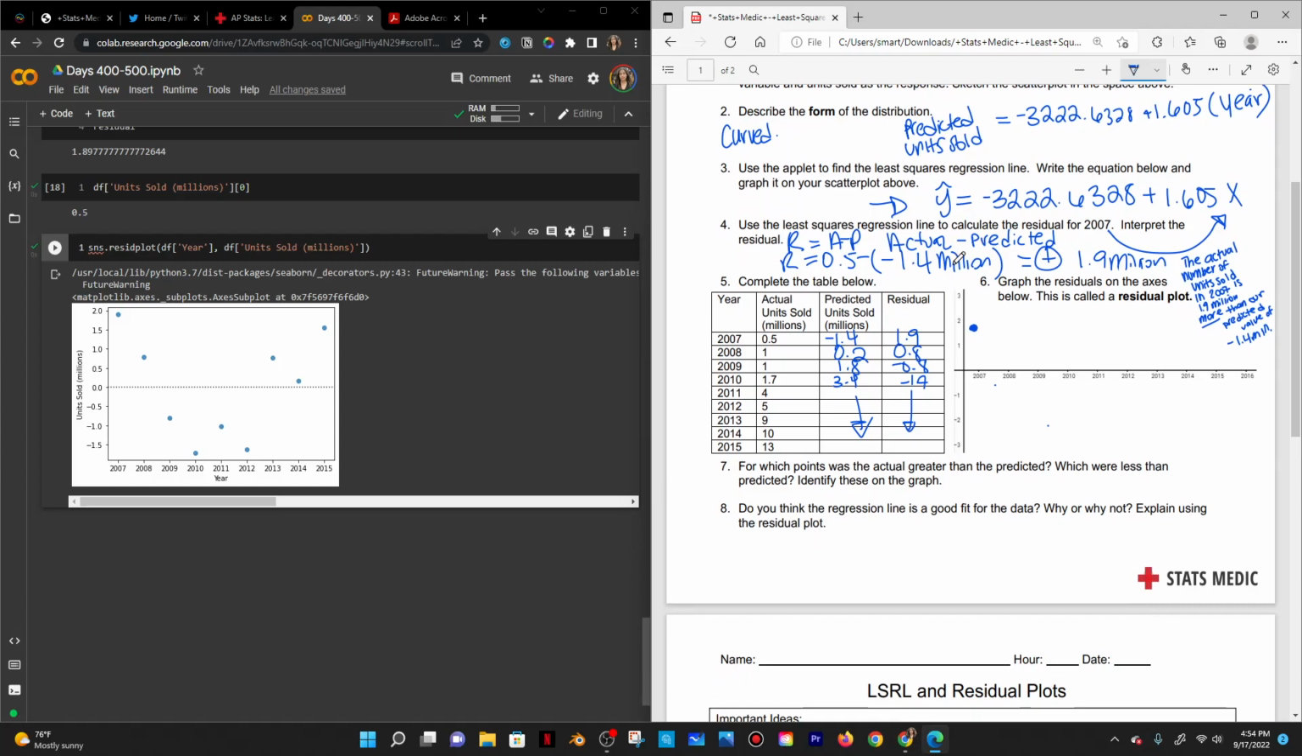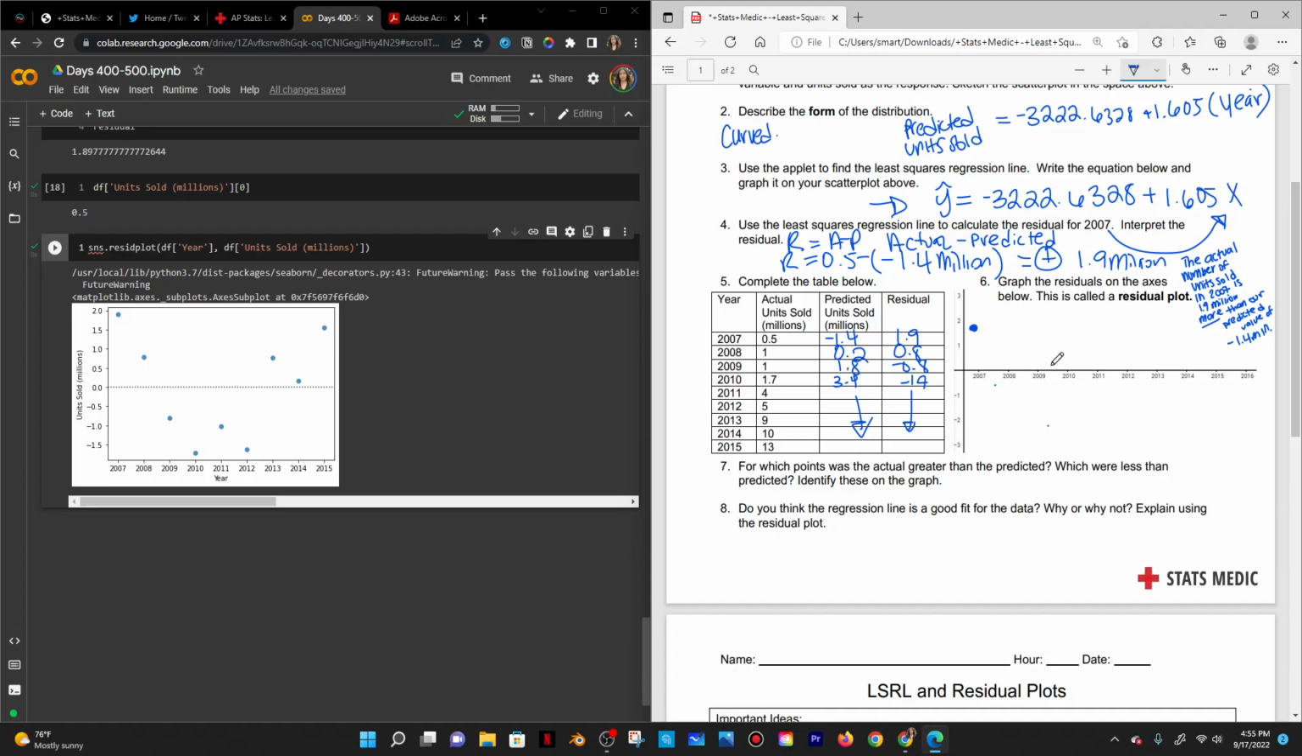So in this case, our actual value was greater than the predicted. And so that means it was a positive, so that means it's above, right? So just double checking. So yeah. So any points that are above, right? That have a positive value means that the actual value was actually greater than what the predicted value was.